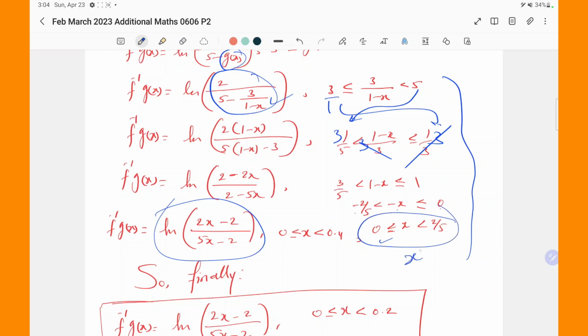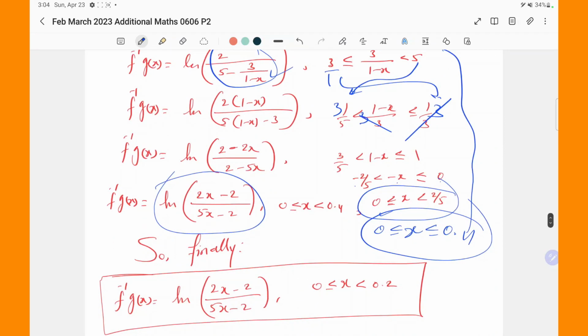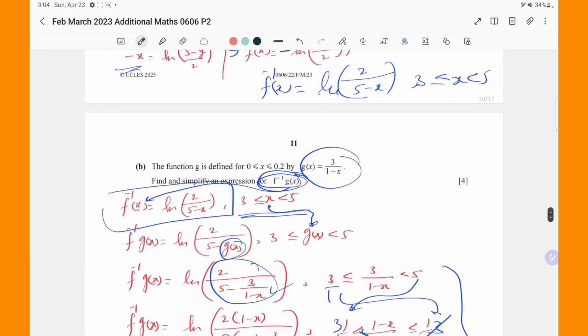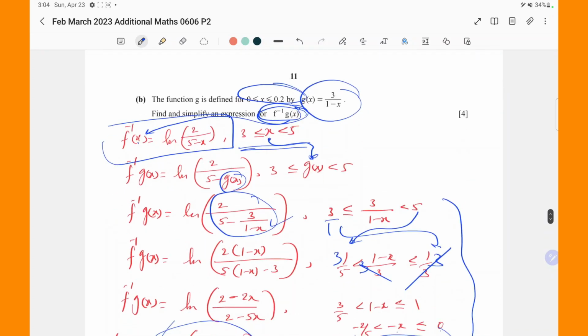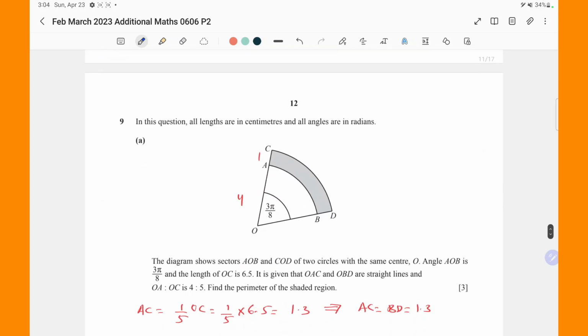So my domain is this, for f inverse gx, 0 to 0.4. I got this condition, 0 to 0.4. And here for gx, domain was 0 to 0.2. So actual domain will be 0 to 0.2 only, because x should be common of those. So f inverse gx is ln 2x minus 2 over 5x minus 2.